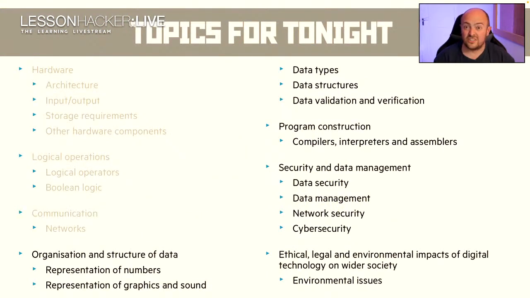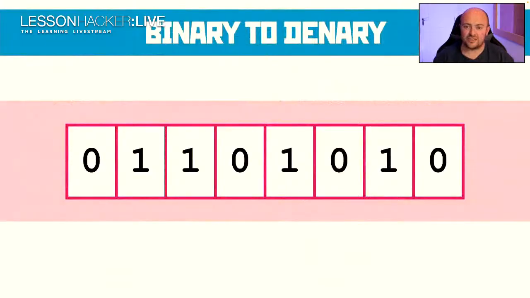Right, lots to do, 20 minutes to do it in. Organization and structure of data. We're going to bomb through this. You need to know your conversions. Binary to denary. Denary is our number system. Binary is this. You might see it written down as a number with a little 2 on it. That means binary. A number with a little 16 is hex. And a number with a little 10 is denary, the one we use because we have 10 fingers and thumbs. So we are used to counting in tens.